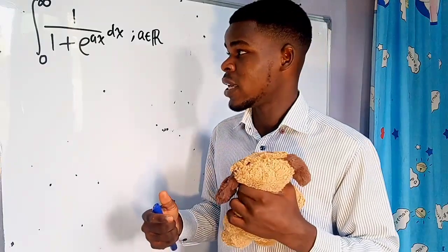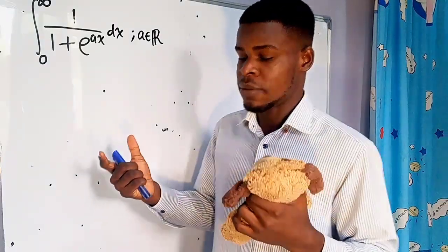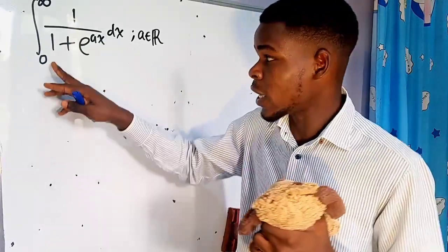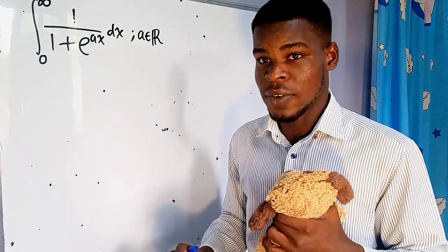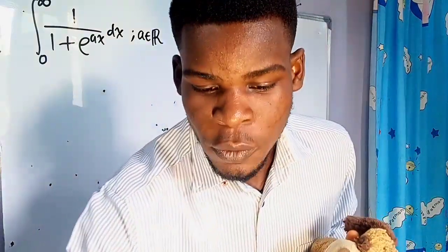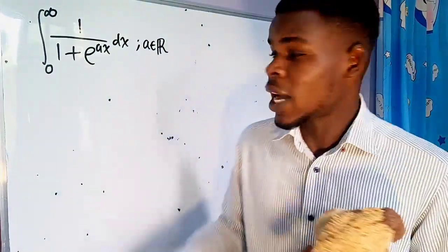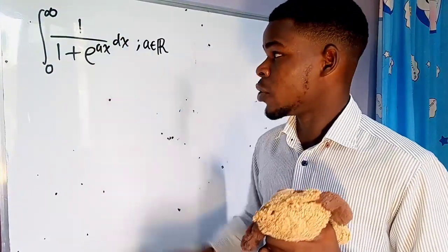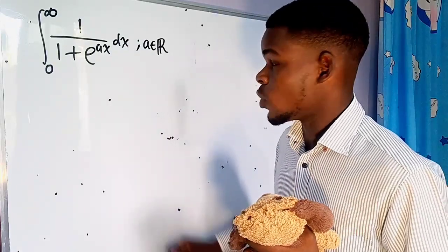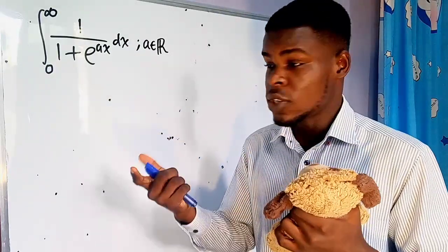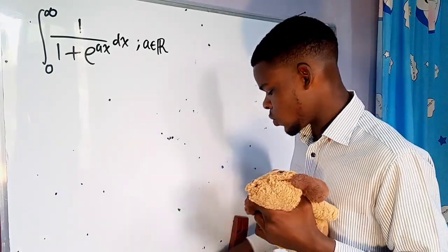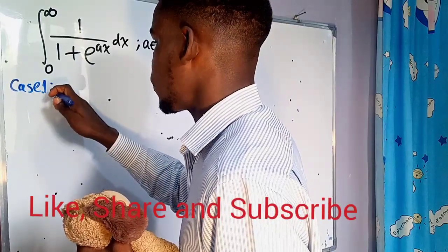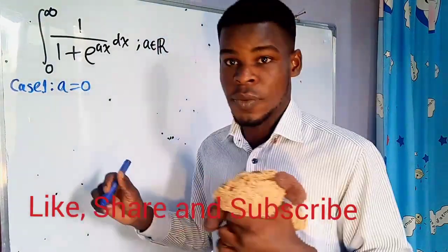So let's look at the case where a is 0. That is the simplest case, so to say. If a is 0 here, we have 0 times x for all x starting from 0 and approaching infinity. So when a is 0, we are going to have e raised to the power of 0, which is just 1. 1 plus 1 will be 2. That is, we are going to be integrating 1/2. Integrating 1/2 with respect to x would just be 1/2 times x. So let's look at that as case 1. The first case is when a is equal to 0.